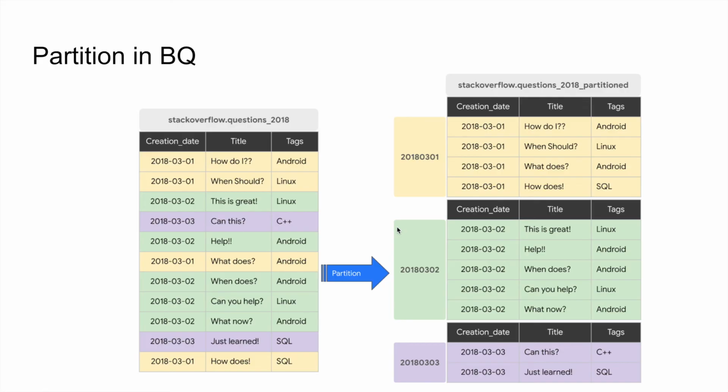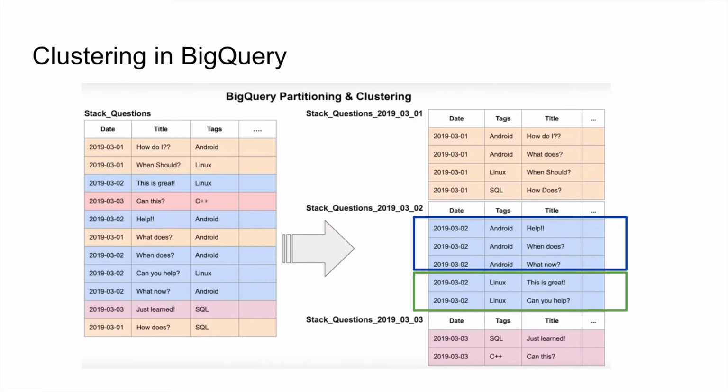Moving ahead from partitioning, there is another interesting concept in BigQuery, which is clustering. In our previous use case of Stack Overflow, we had 3 columns: date, title, and tags. We have already partitioned our table based upon date. As you can see, this is a similar structure to the last slide, but in this use case, we have also clustered by the tag.